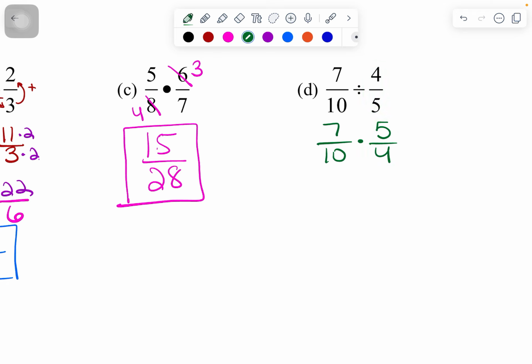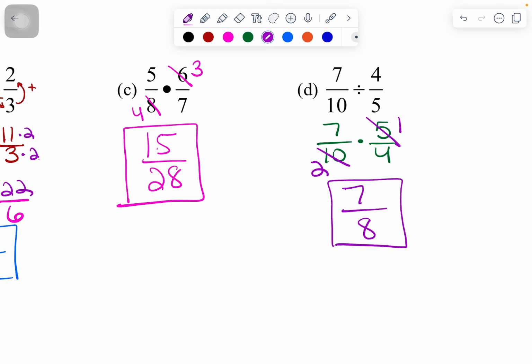And now it's multiplication. You can do the same thing as the last one. You could multiply straight across. So 7 times 5, 10 times 4, and then reduce. I like to see if I can reduce first. So let's see, 7, 10, and 4 are not going to work. However, 5 and 10, I can divide out a factor of 5. So 5 divided by 5 is 1. 10 divided by 5 is 2. Cool, I have factored as much as I can, simplified as much as I can. So let's see, multiplying straight across, 7 times 1 is 7, and 2 times 4 makes 8. 7 over 8 is my final answer.